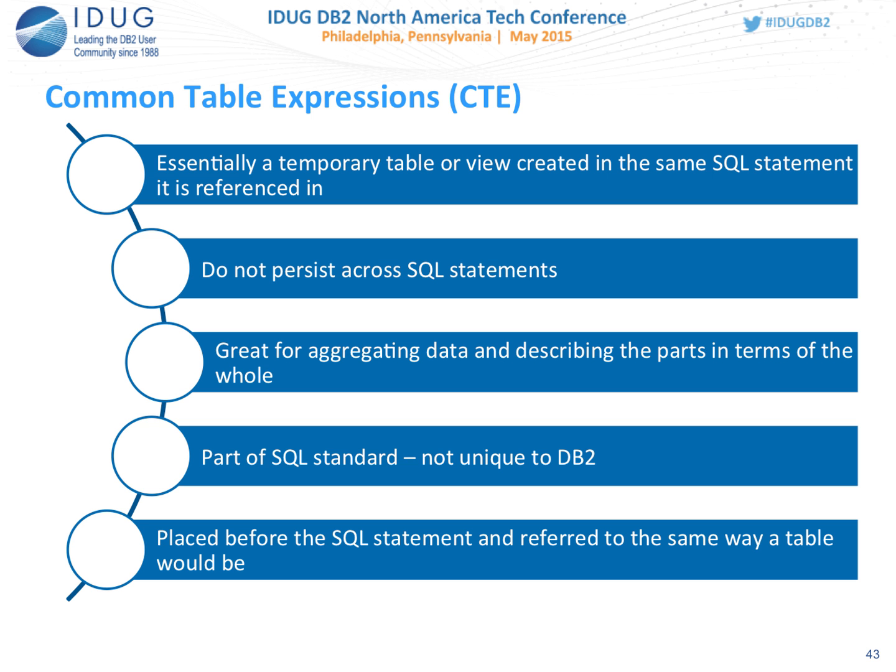Common table expressions are essentially a temporary table that you're creating within the context of the statement that you're running. They do not persist across SQL statements, but they are excellent for aggregating data and describing the parts of the data in terms of the whole of the data. They are part of the SQL standard. This is not unique to DB2. They are part of the normal standard SQL. They're placed before the SQL statement and essentially referred to the same way that a table would be.